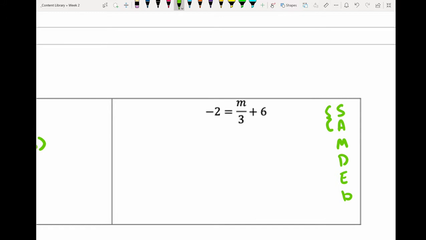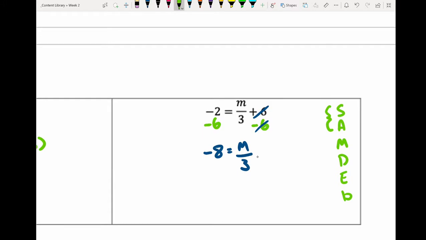In this case, there is. I see a plus 6. So in order to cancel out plus 6, I need to minus 6. And I'm also going to minus 6 from the other side to keep things balanced. It'll cancel out on the one side, or basically become 0. So I'm left with m over 3 is equal to negative 2 minus 6, so I have negative 8. Now we have a question that's very similar to the last one.